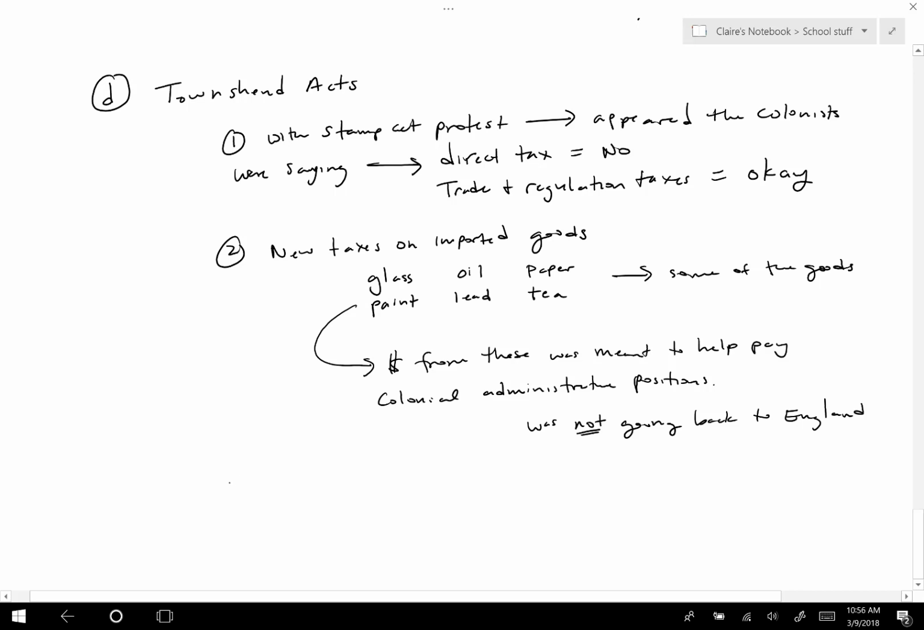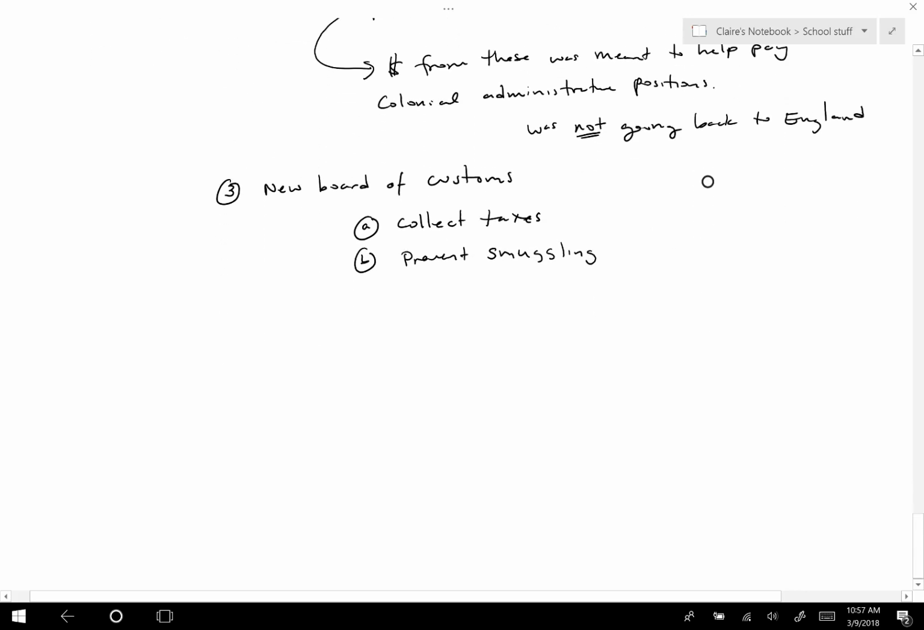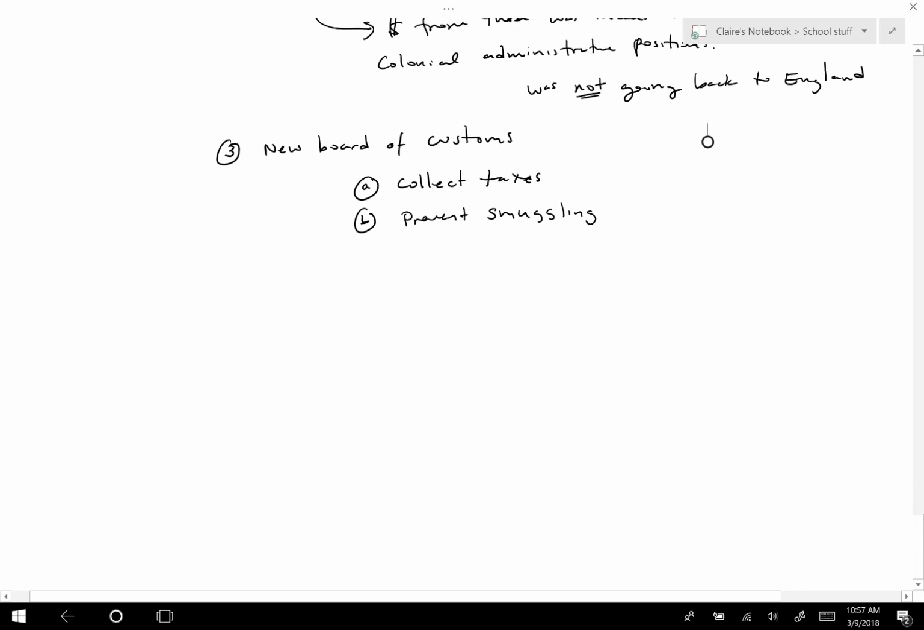So besides the new taxes, as I mentioned, they created a new Board of Customs. And the Board of Customs was to do two things: collect taxes and prevent smuggling. Always the smuggling. They don't like the smuggling. We saw the smuggling thing didn't go so well with the Sugar Act. I'm not sure why they thought this part would do so as well.